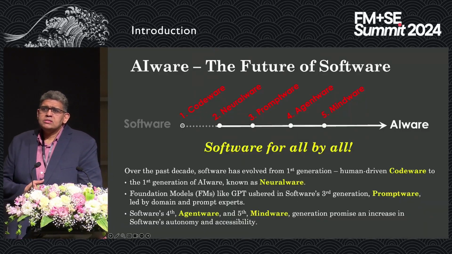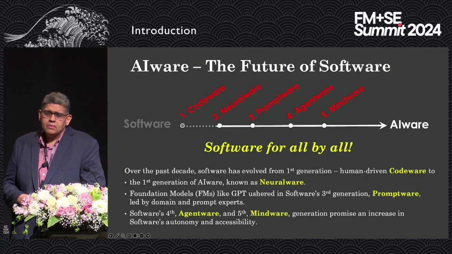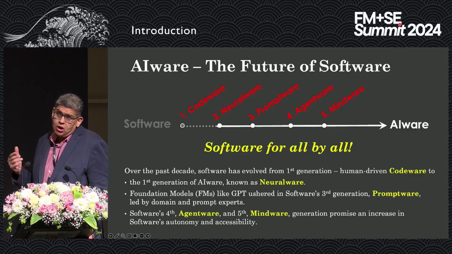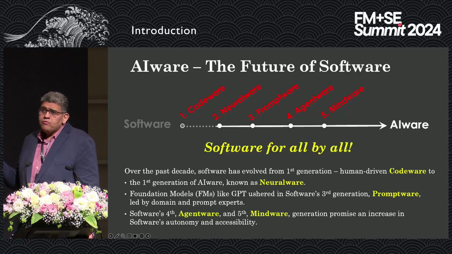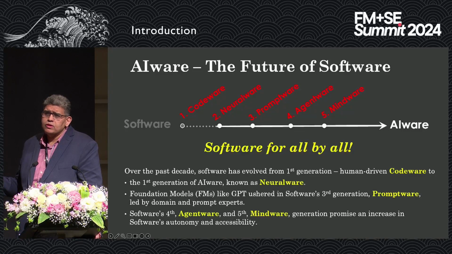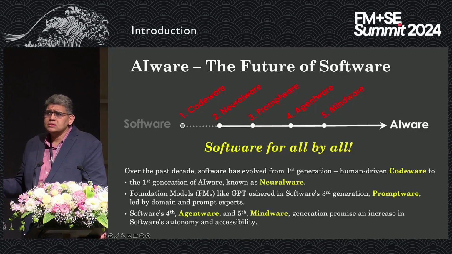You're going to see us talk a lot today about this idea of AIware. So what is AIware? We went from codeware at the beginning, which is just a software system made out of code. From there we moved to neuralware, which is neural network type of software. This has been what we've been doing for the last maybe 5-10 years. Now we've seen this big jump with GPT, the large language models and the foundational models, with promptware. And as of the last 6 months, the really big thing that's coming up now is agentware. And beyond that is mindware.